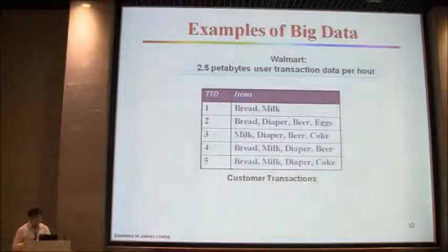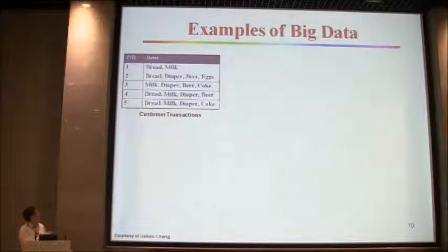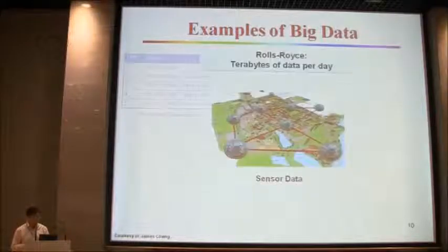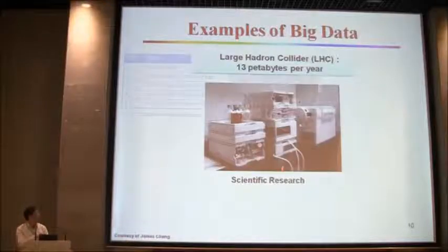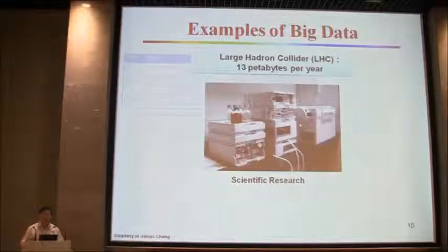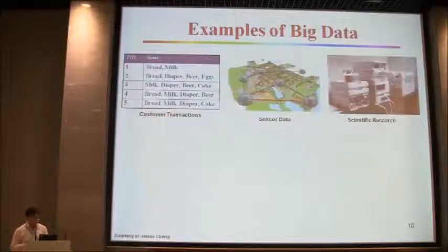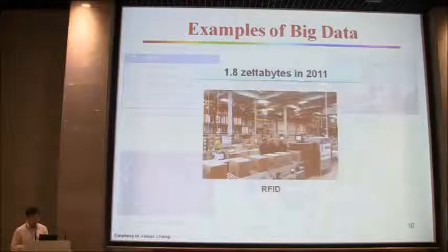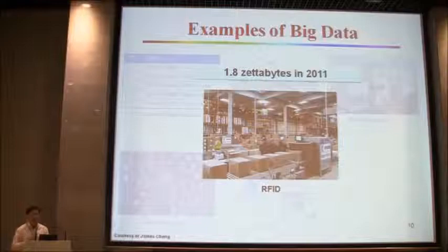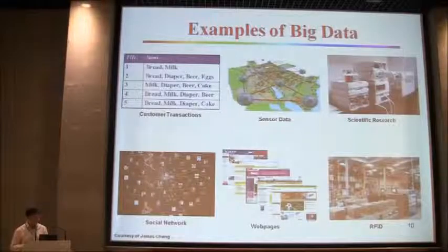Then I would like to give you some typical examples of big data, such as customer transactions of big companies, and science data. Science data collects a lot every day. For example, when we research biological systems, we get a lot of data every day. Also social networks, web pages, and RFID in every company. These are typical examples of big data.